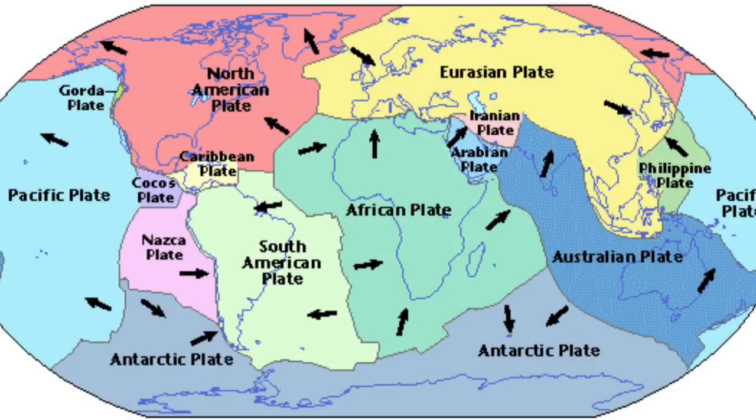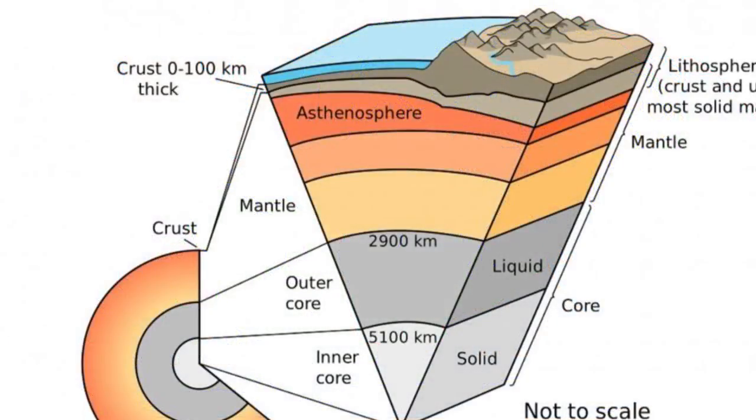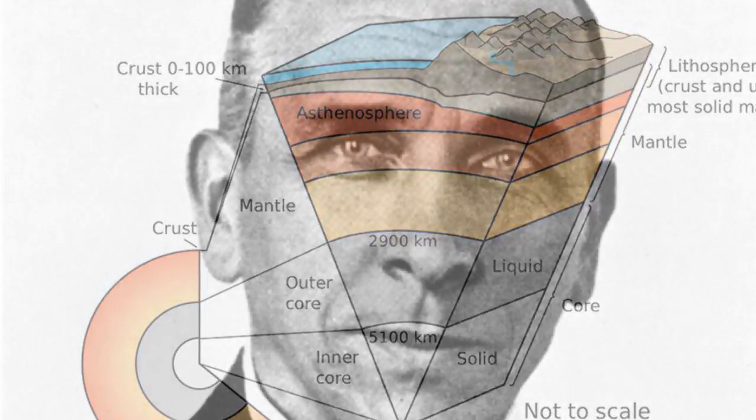Now, let's start with the basics. Where do plate tectonics occur in Earth's crust? Well, plate tectonics occur in the rigid outermost shell of the planet. These parts are the crust and upper mantle, or the lithosphere.